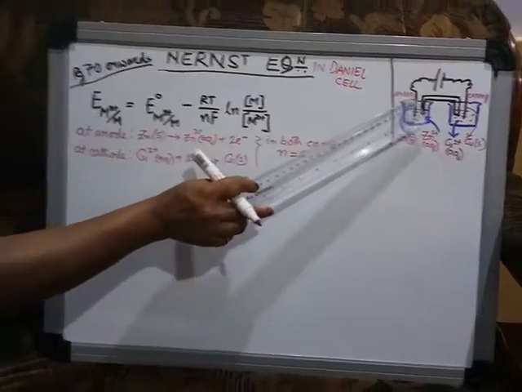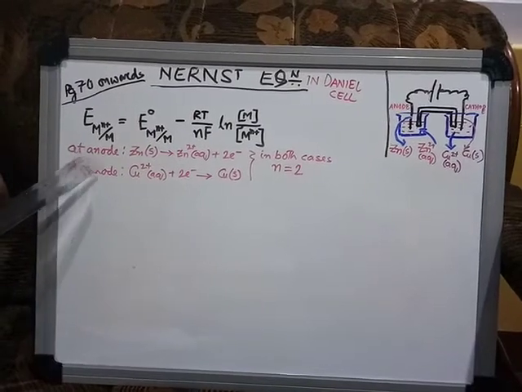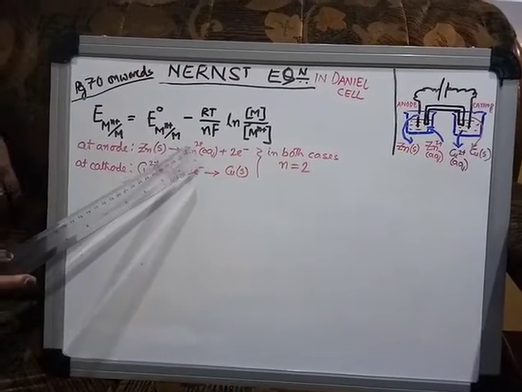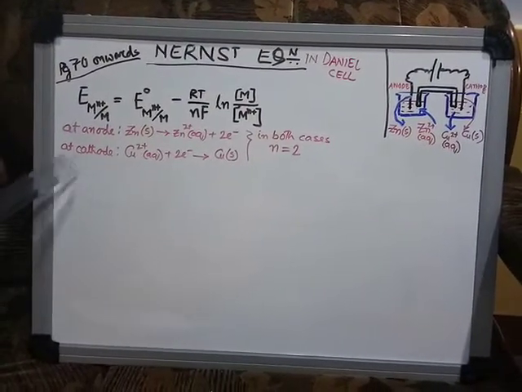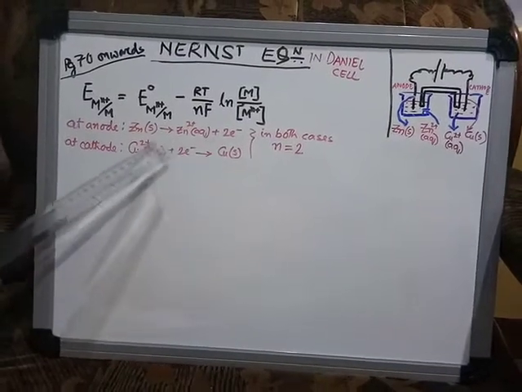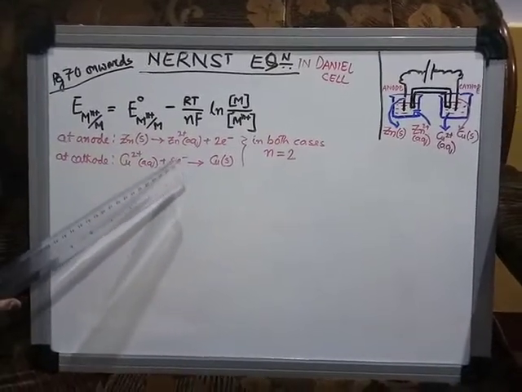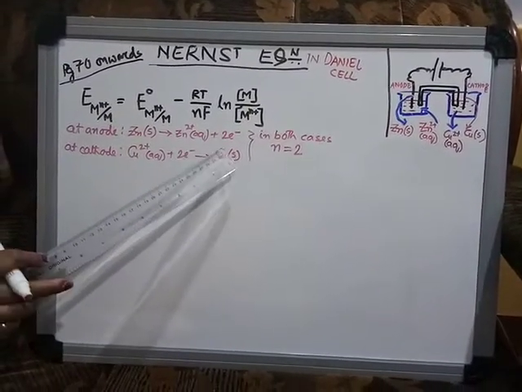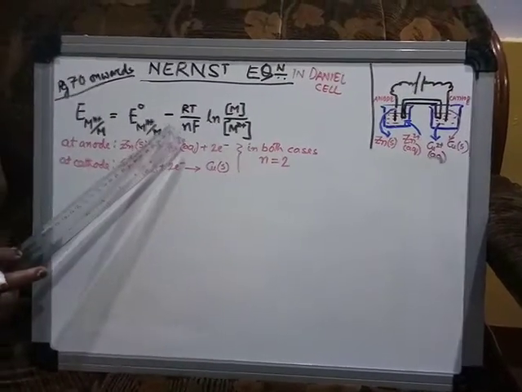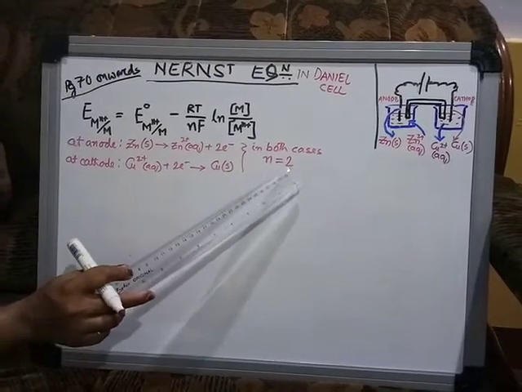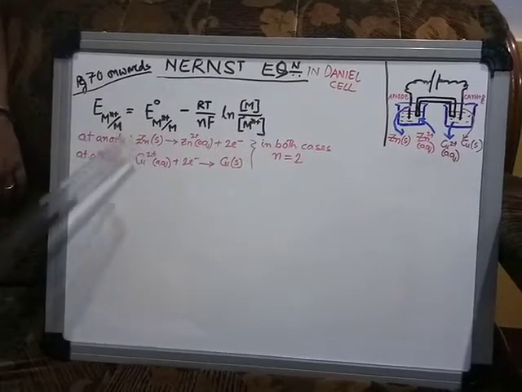So what type of reactions are going on separately here and here? That is what I have written out here. At the anode, zinc solid is getting converted to Zn2+ aqueous and giving out 2 electrons. And at the cathode, Cu2+ is picking up those 2 electrons and getting converted to copper solid. So in both cases there is an exchange of 2 electrons. If we apply the Nernst equation, then in both cases n is equal to 2. So how shall we write this Nernst equation in both cases?